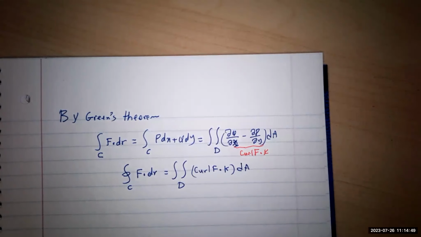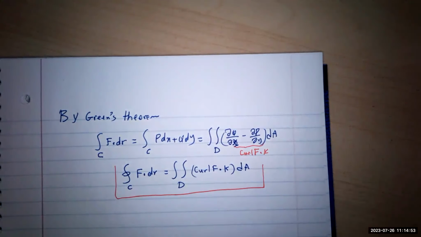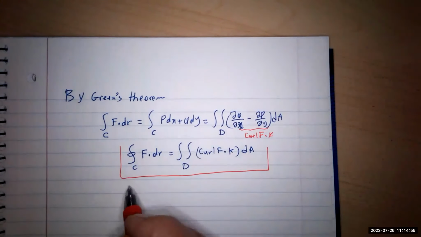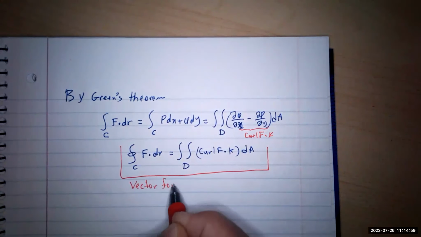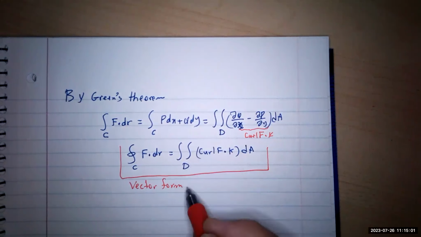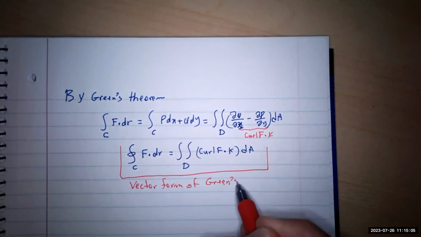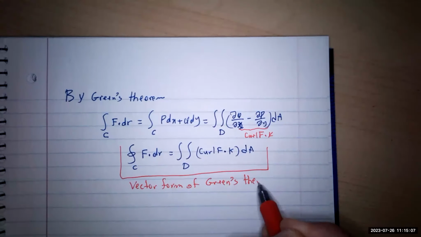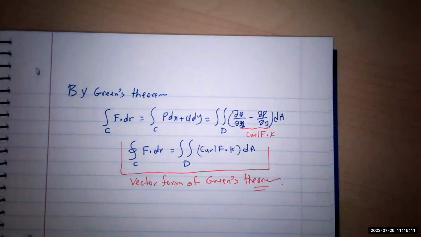You see, this is called the vector form of Green's theorem. Okay, Green's theorem. So what we are interested in, we are going to do this one at the end of today, maybe.